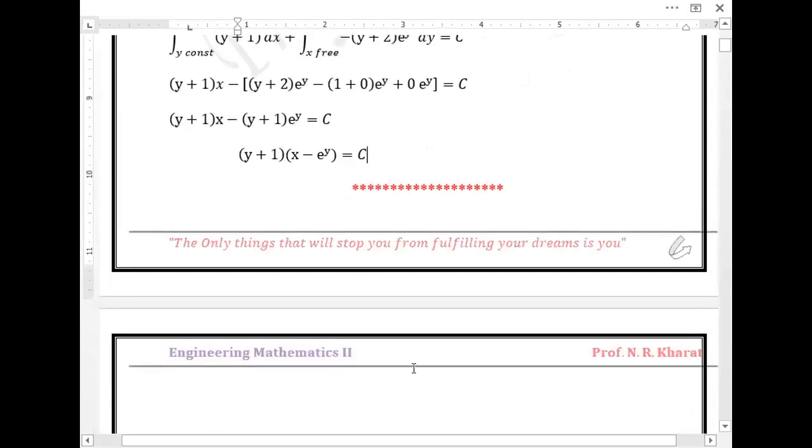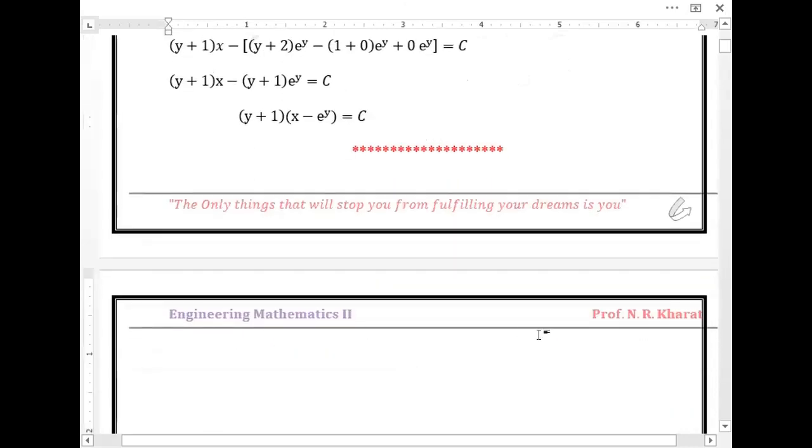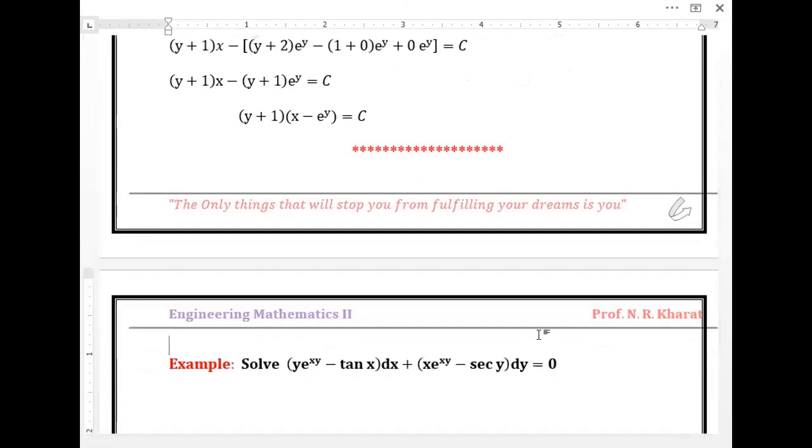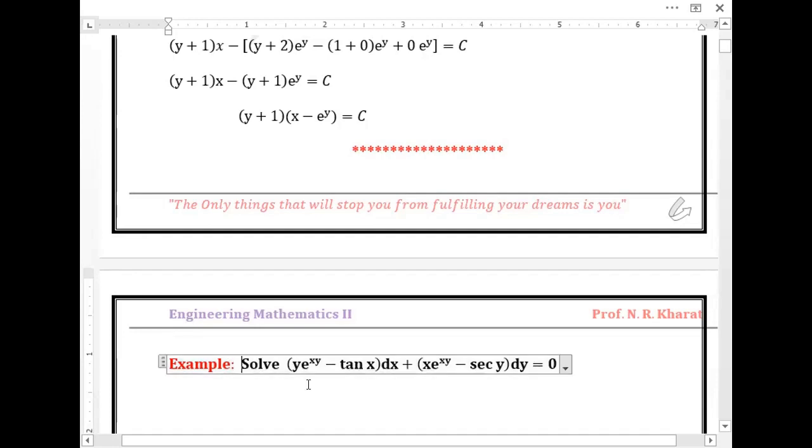So we will just move to the next example, then you will get all the ideas clear. Example number two is here. Solve y into e raised to xy minus tan x into dx plus x e raised to xy minus sec y dy is equal to 0.